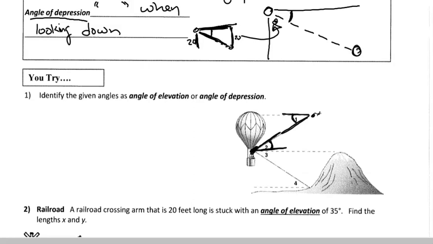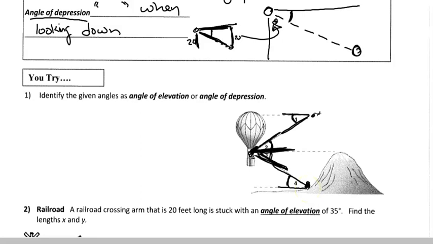Now, how about this one? If the man is looking down at a point at the base of the mountain, line of sight right here, horizontal line, would that be an angle of depression or elevation? That one would be depression. And right here, looking up at the man, line of sight, horizontal line, that would be your angle of elevation.